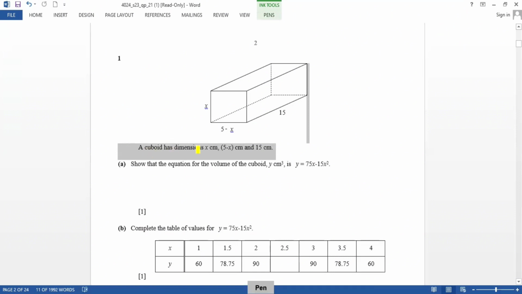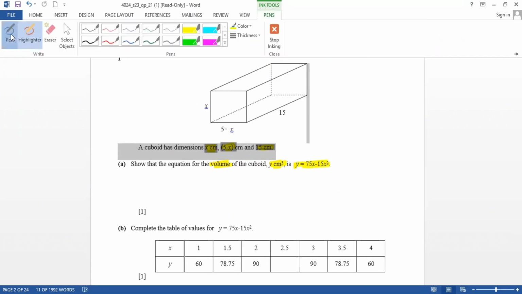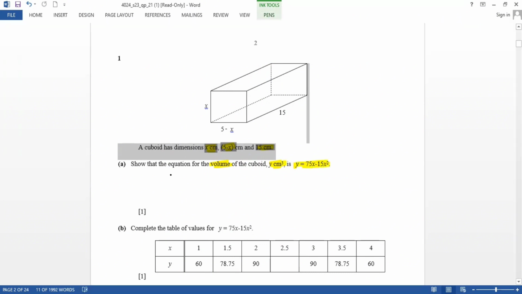We have a cuboid that has dimensions x centimeter, 5 minus x, and 15 centimeter, and we have volume of y centimeter cube. So by using these dimensions, we have to derive this equation. The volume of a cuboid is length into breadth into height. So length is x, breadth is 5 minus x, and height is 15. And the volume is y.